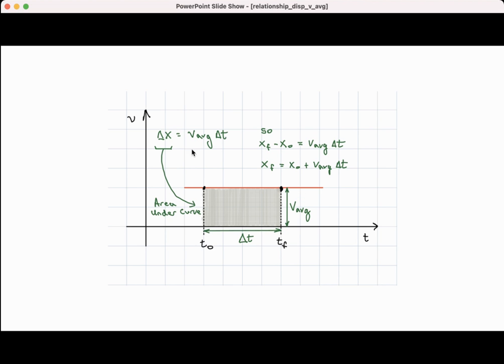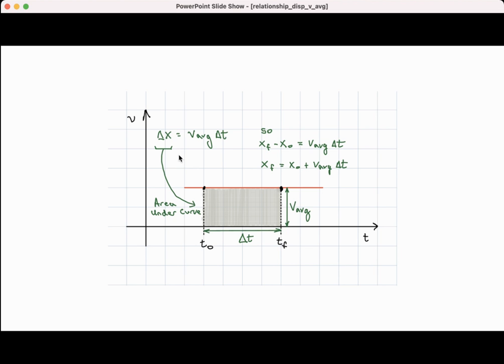If you look at V average times delta t, it's clearly the area of this gray rectangle. V average times delta t is this rectangular area. And so delta x being equal to V average times delta t is the same as the area under the velocity curve from t naught to t final, since that area is just the area of this rectangle, V average times delta t. So that's one very important thing to note, that the displacement is equal to the area under the velocity versus time curve. This turns out to generalize.